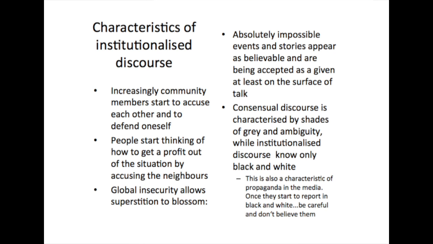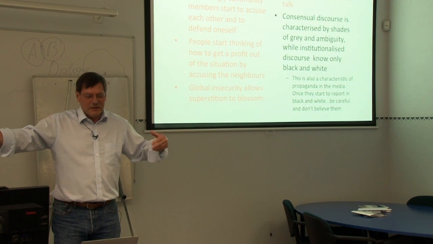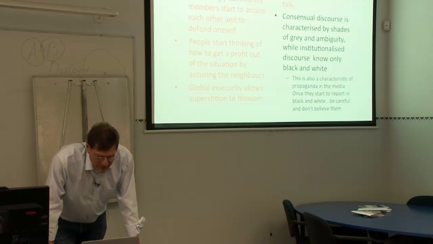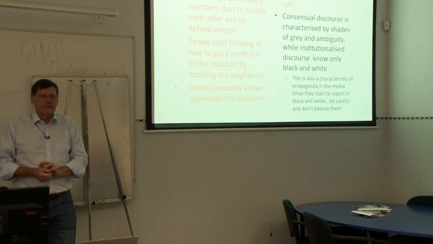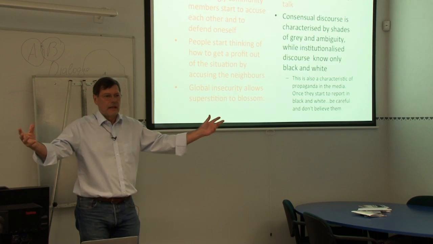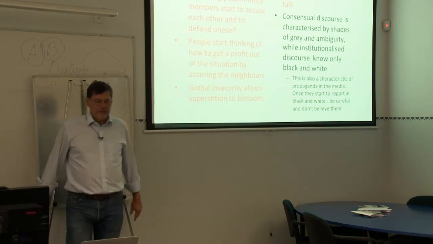And consensual discourse, in contrast, is characterized by shades of gray. Not necessarily 99 shades of gray. Was it 99 in the movie, the recent one? Sorry, I don't know exactly. Has nobody seen this movie? 99 Shades of Grey? Hasn't been here yet? Okay, good. I haven't seen it either. But consensual discourse is characterized by shades of grey, whereas in the institutionalized discourse, you have only black and white. Black and white, nothing in between.